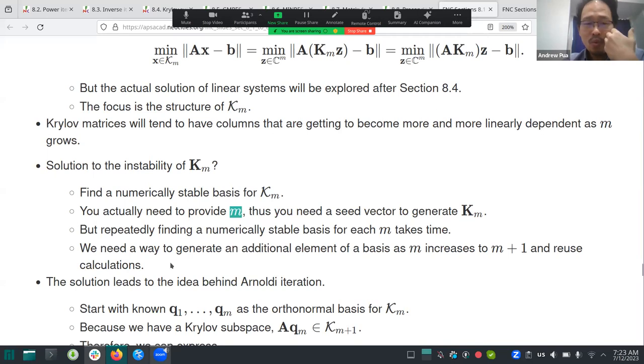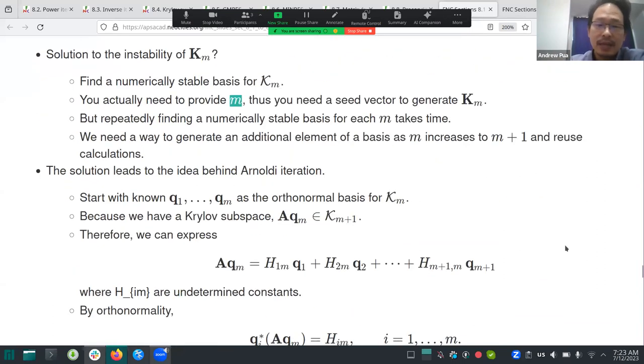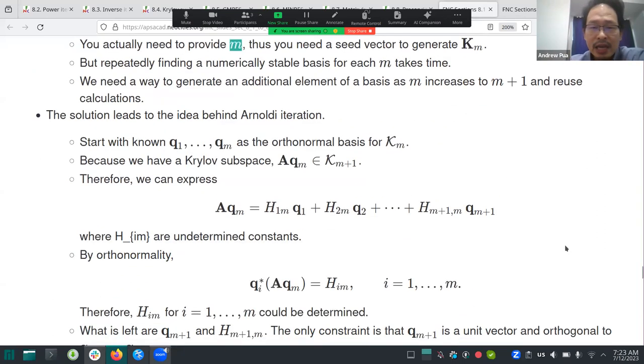So in the pursuit of this numerically stable basis, you don't want to do too many calculations. You want a way to generate an additional element of the basis as M increases to M plus one, and reuse calculations. The process of thinking of a way out to deal with this ill conditioning leads to Arnoldi iteration.